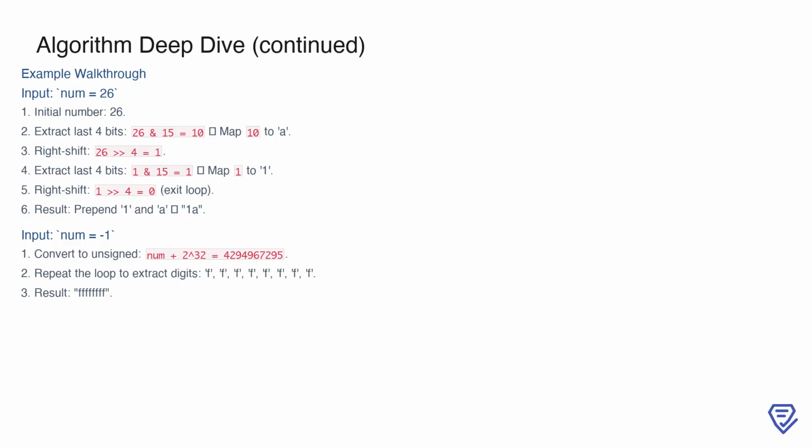Now, for the input number equals -1, we first convert it to its 32-bit unsigned equivalent by adding 2 to the power of 32, resulting in 4,294,967,295. Using the same process, we repeatedly extract the last 4 bits, which always equal 15, and map them to the character F. This process continues until all 8 hexadecimal digits are extracted, resulting in FFFFFFFF. These examples demonstrate how the algorithm efficiently handles both positive and negative numbers, producing correct hexadecimal representations.